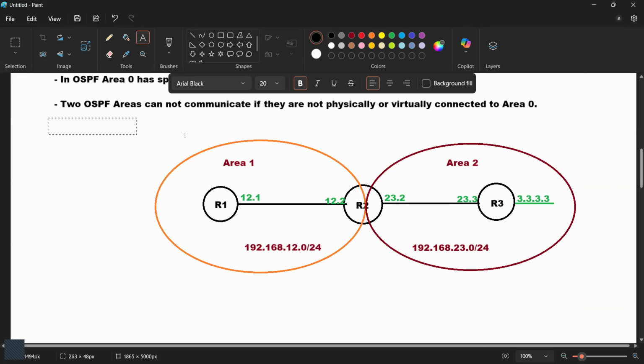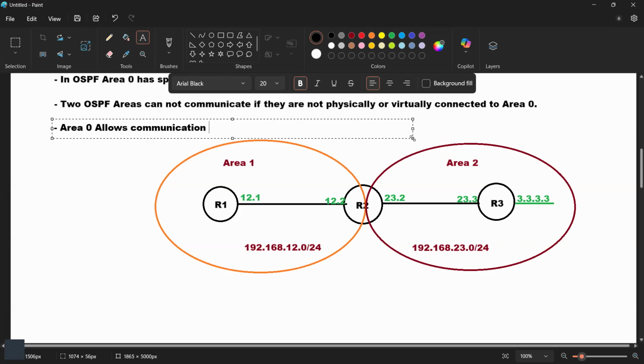So you can say area 0 allows communication between different areas. Clear?